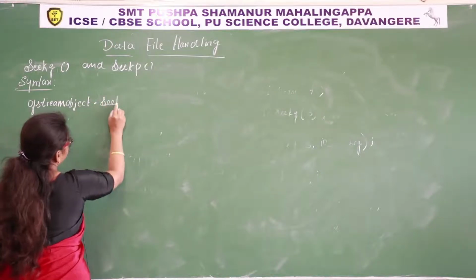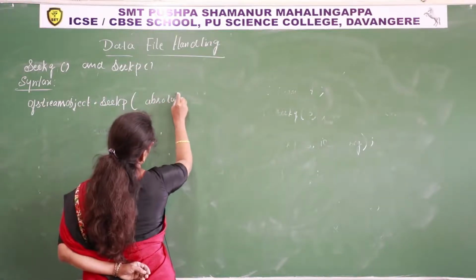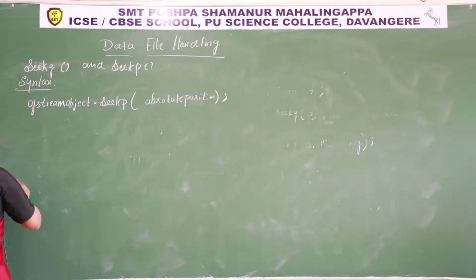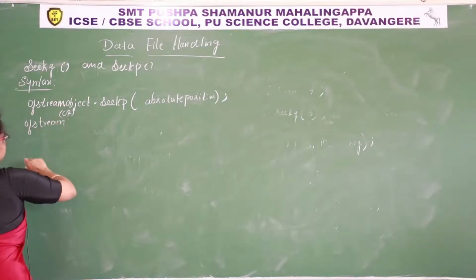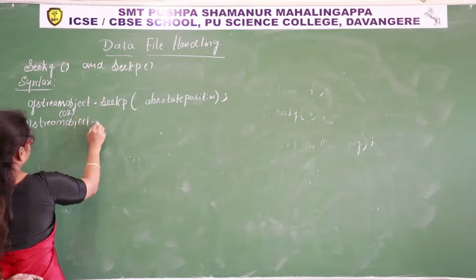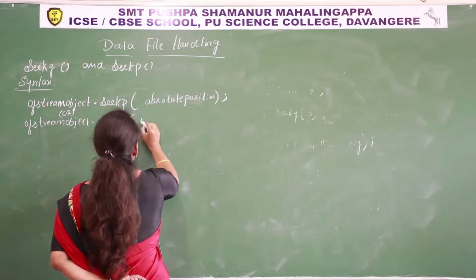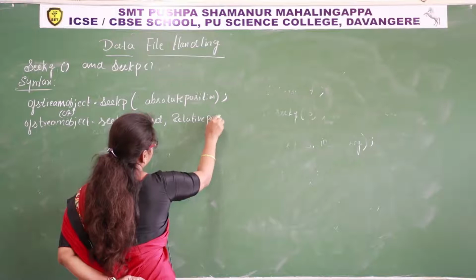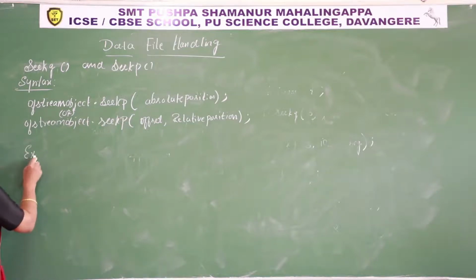dot seekp(absolute position); or ofstream object dot seekp(offset, relative position). Now example, let us see the example.